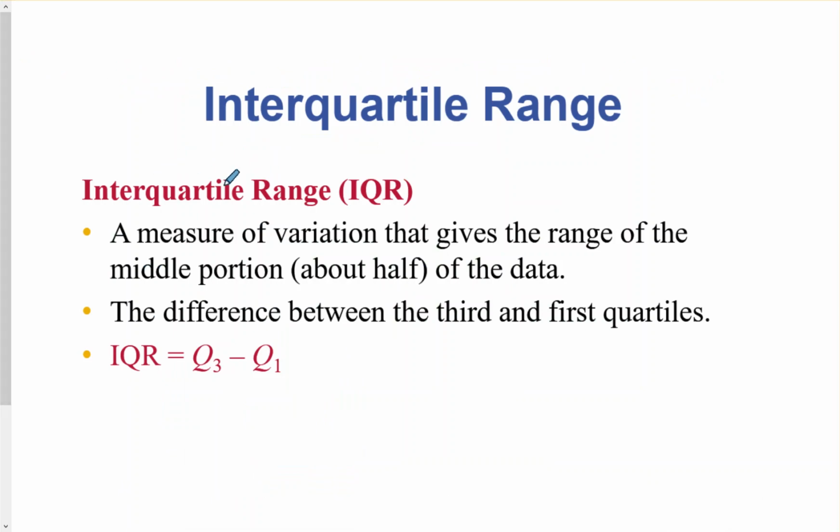Okay, interquartile range, IQR. It's a measure of variation that gives the range of the middle portion of the data, about half. This is the difference between the third and the first quartiles. So in short, IQR is equal to Q3 minus Q1. Very straightforward. Q3 minus Q1.